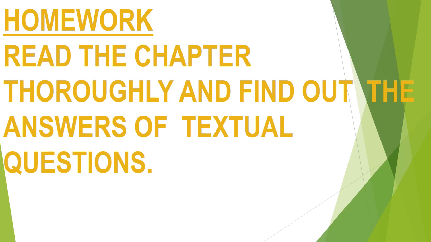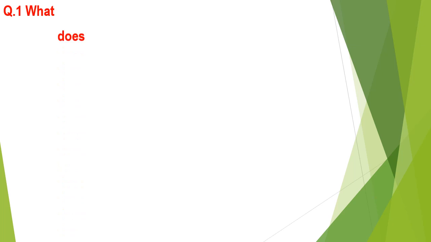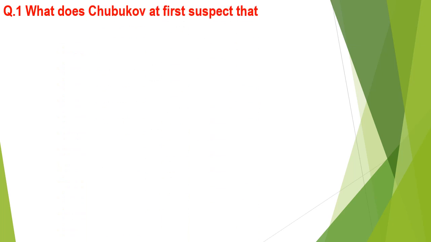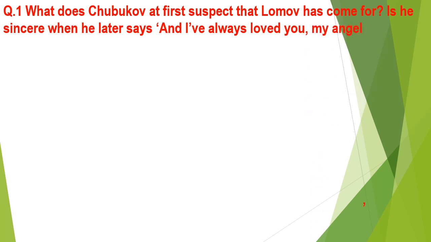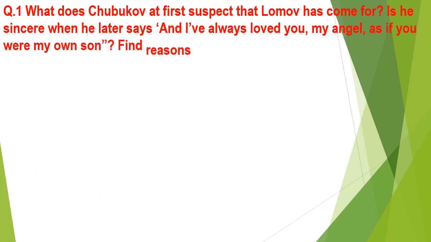Now homework time. Homework is to read the chapter thoroughly and find out the answers to the textual questions. Now we are going to read those questions. I hope you have understood this chapter. Now let us read the questions. First question. What does Chubukov at first suspect that Lomov has come for? Is he sincere when he later says, "And I have always loved you, my angel, as if you were my own son"? So find reasons for your answer from the play.